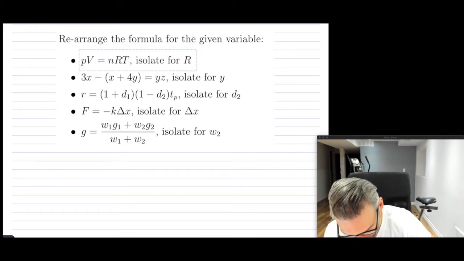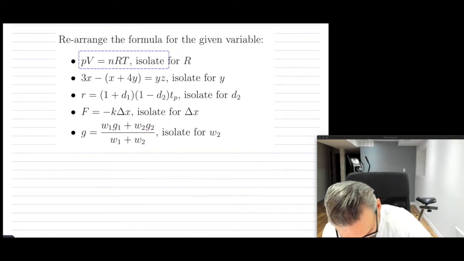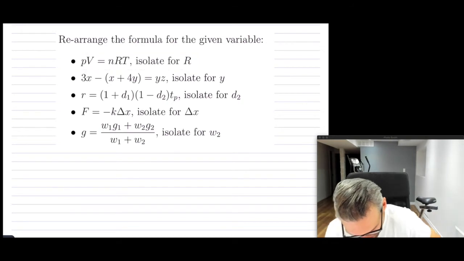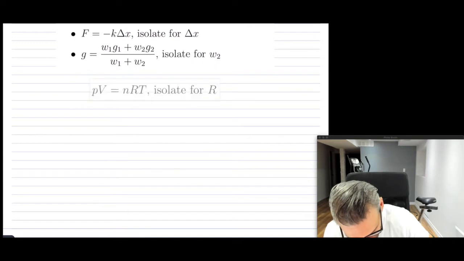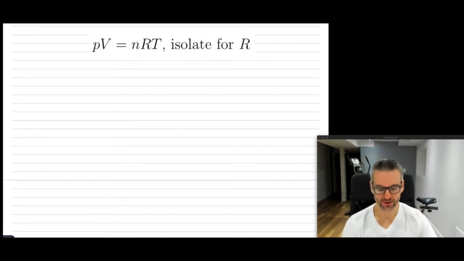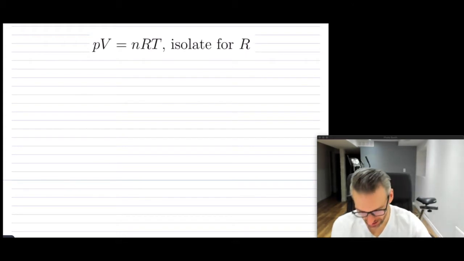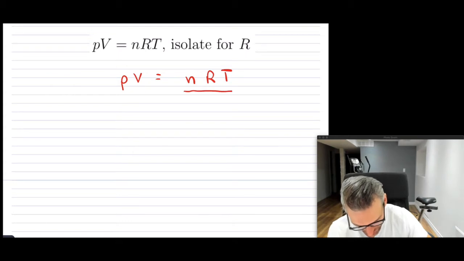So we're going to take this, and I'm going to walk you through every single one of them. Well, that's not what we wanted. Let me copy this down. Okay, so paste it. All right, make it a little bit bigger. So we are isolating for R. In order to isolate for R, we're not going to have a lot of work to do. So we have PV is equal to nRT.